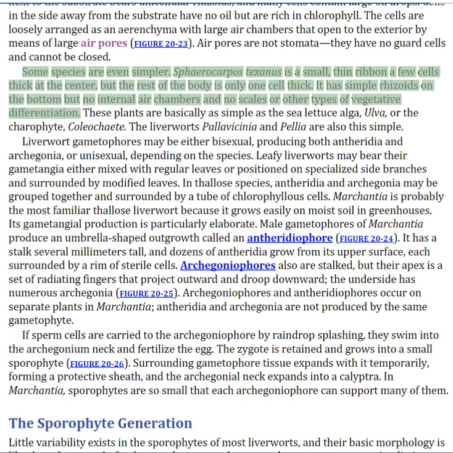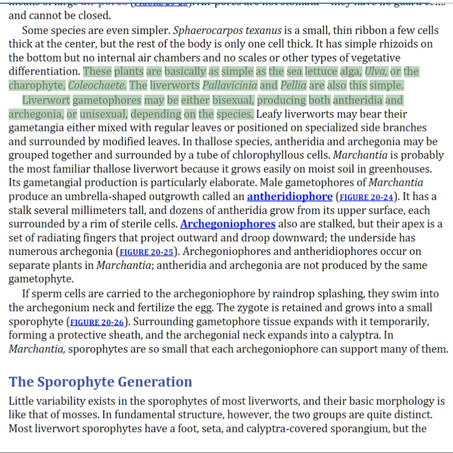It has simple rhizoids on the bottom but no internal air chambers and no scales or other types of vegetative differentiation. These plants are basically as simple as the sea lettuce alga, Ulva, or the charophyte, Coleochaete. The liverworts Pallavicinia and Pellia are also this simple. Liverwort gametophores may be either bisexual, producing both antheridia and archegonia, or unisexual, depending on the species.